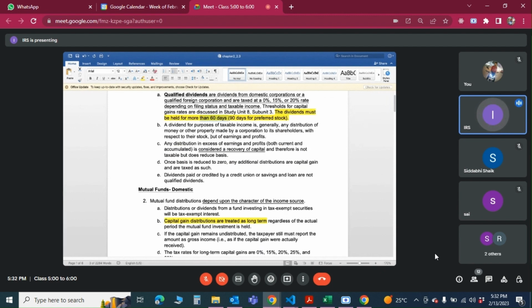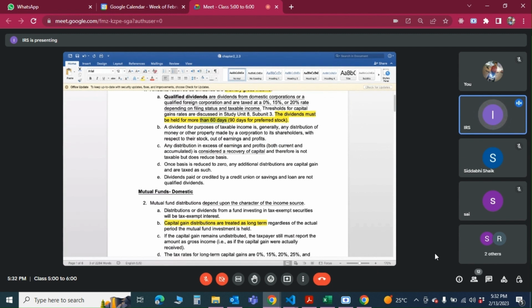Okay, can anyone tell me, Sakshi maybe, what kind of form does one receive which tells that the taxpayer may have dividend income? 1099-DIV. Very nice. Yes, we call it 1099-DIV.